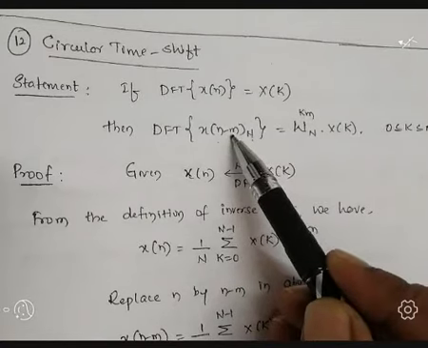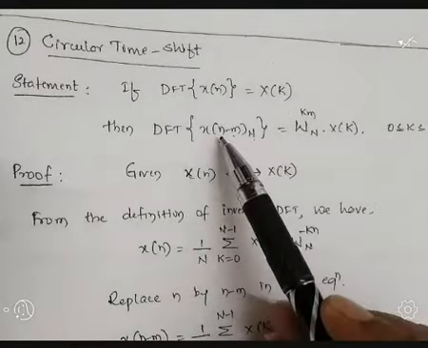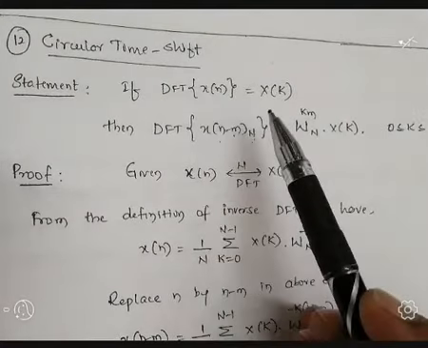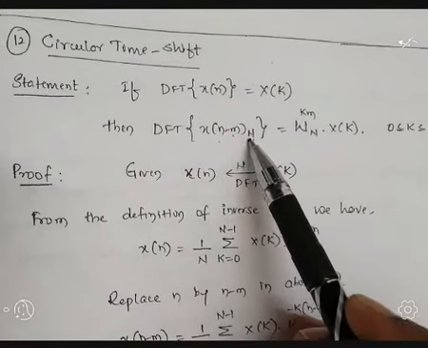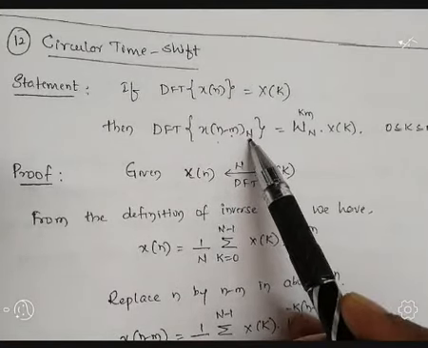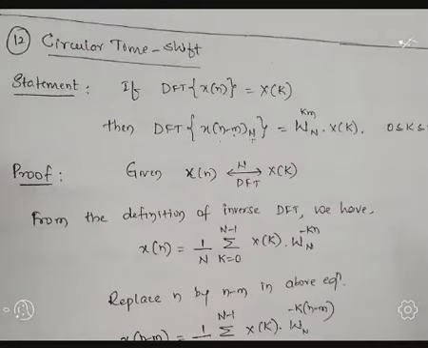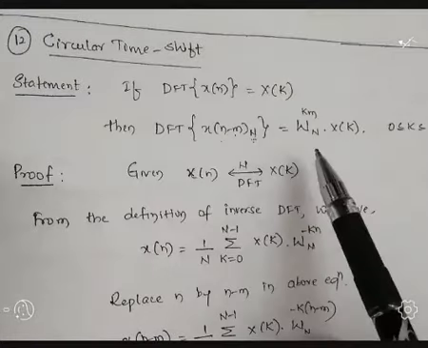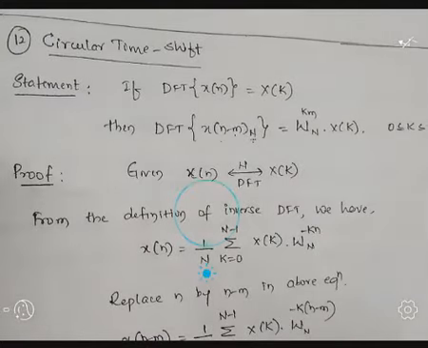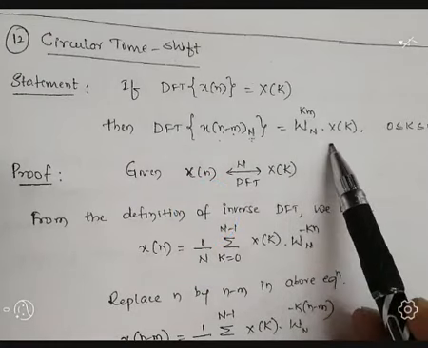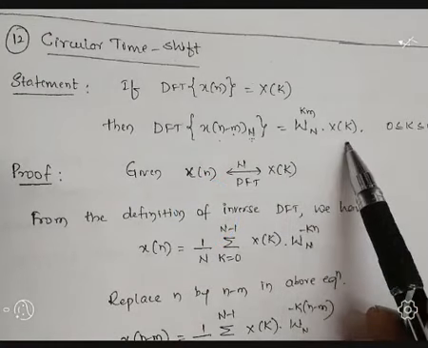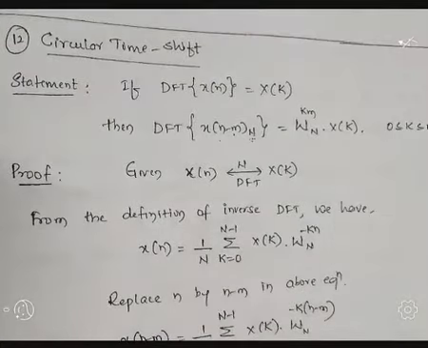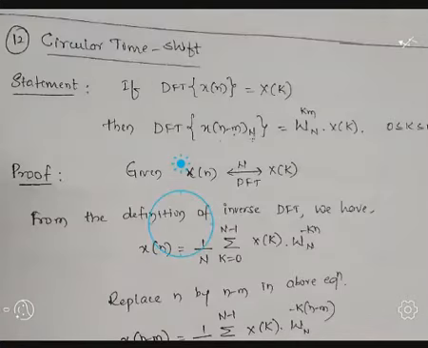Once again I'll repeat, x of n minus m modulo N indicates that the sequence x of n is shifted by m samples circularly with length N. If we calculate the DFT for this circularly shifted signal, then what will be the DFT? The DFT for that is W_N to the power km multiplied by X of k, where the value of k lies between 0 to N minus 1. This is the statement of the circular time shift property. Let's see the proof for this one.